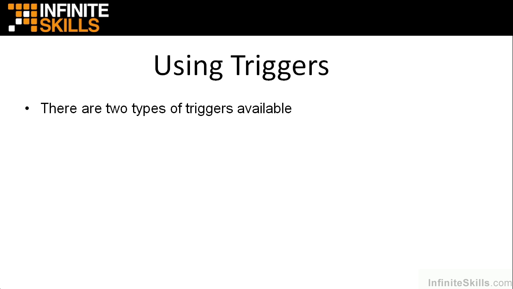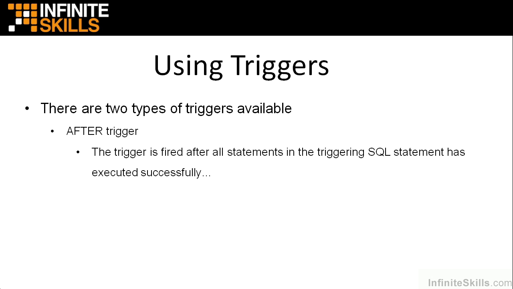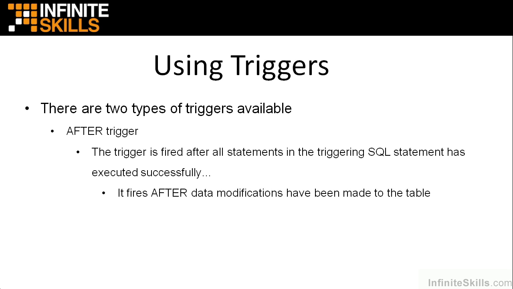There's two types of triggers available that you can use. The first one is called an after trigger. And when you build your trigger, if you don't mention the type of trigger, you're getting an after trigger. It is the default trigger type. And with an after trigger, the trigger itself is fired after all the statements that triggered the trigger have executed successfully. Now, there's a way to say that simpler in English, and that is the trigger does not fire until after data modifications have been made to the table. So your trigger never gets a chance to look at the data until after it's gone into your table. So if you don't like it there, you'll have to have part of your trigger delete that data back out.